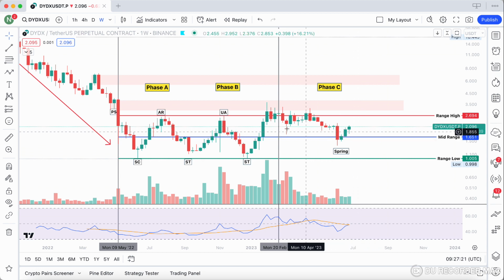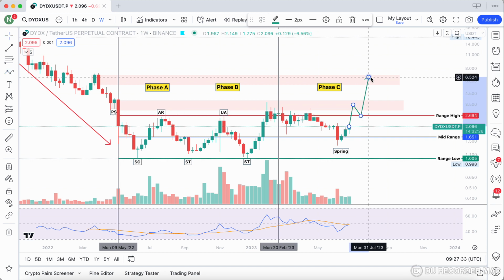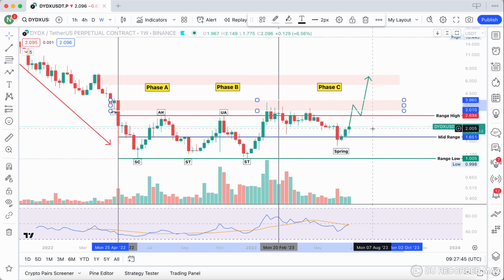If it will break out or not, to tell you the truth, it depends not only on DYDX. It depends on the crypto market in general. It depends on Bitcoin. Because if Bitcoin goes above 31K, 31.5K to higher levels, then for sure the whole crypto market will break out. If Bitcoin fails at the 31 level and goes back to 28, then maybe we will see lower prices again. Maybe we'll make it to the mid-range and maybe even to the range low.